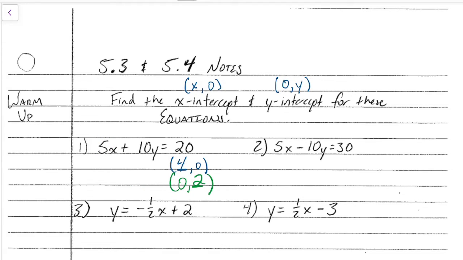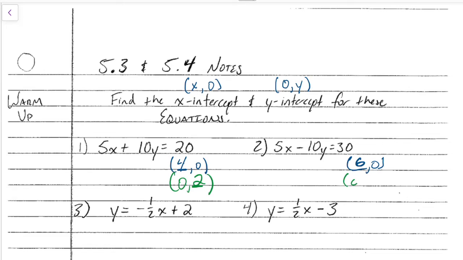Next one. Notice there's a negative sign there trying to mess with you. Same deal. X number when y is 0. Plug in 0. 10 times 0 is 0. You're left with 5 times what is 30. That would be 6.